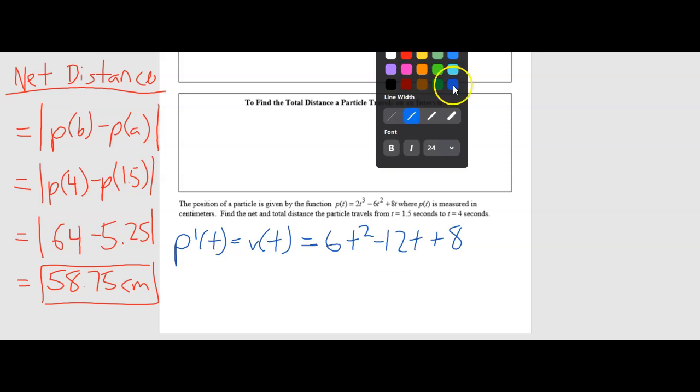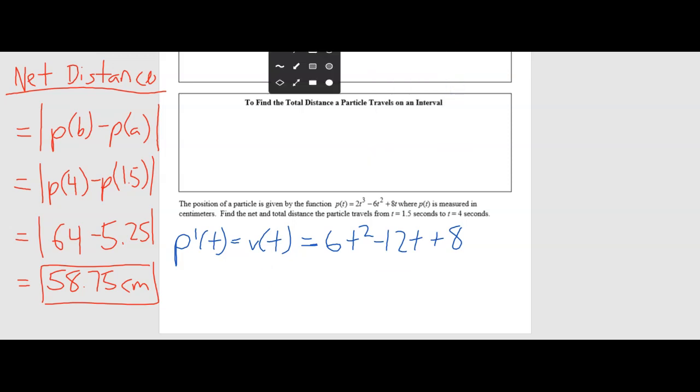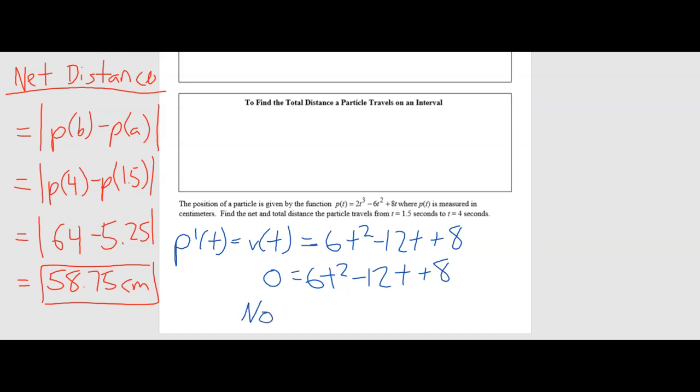So I can set the velocity function equal to 0. And this would be a calculator problem, so you could punch that into the calculator and see if it has any zeros. Turns out it does not. You get a parabola that lies completely above the x-axis, so there are no real number solutions here. No real solutions.